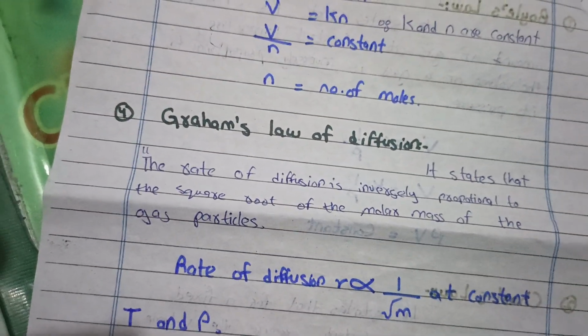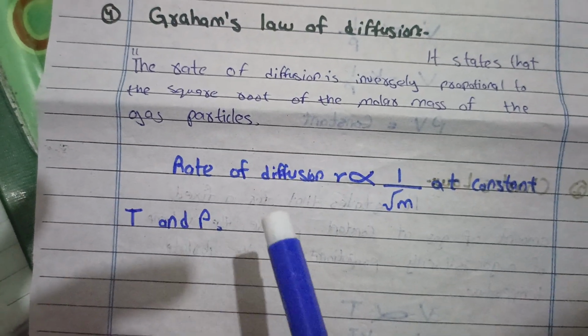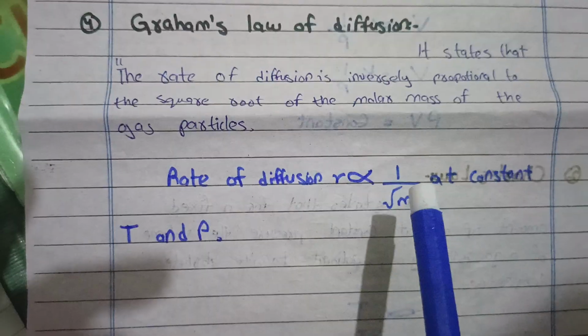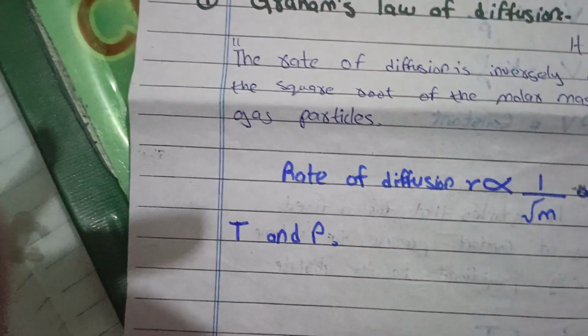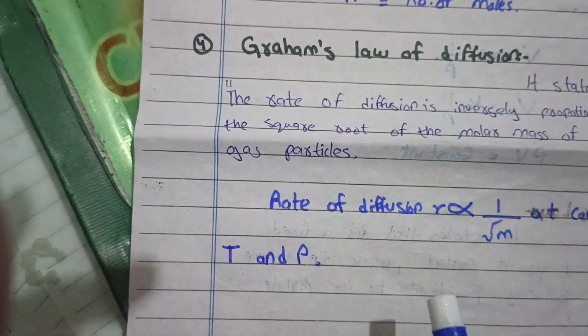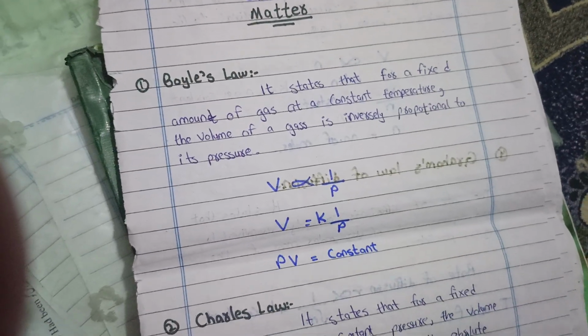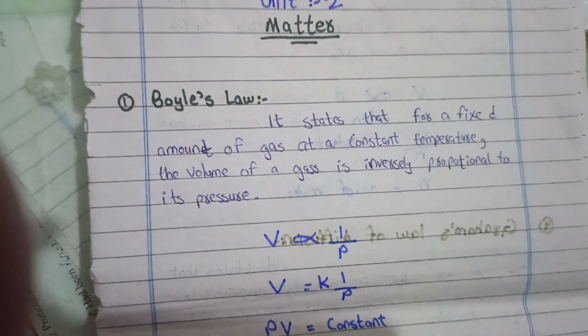Now moves towards its derivation, and this derivation states that the rate of diffusion is inversely proportional to the square root of the molar mass. Now for your easiness, I give you an example of Graham's law of diffusion. Hydrogen diffuses faster than oxygen because hydrogen has a much smaller molar mass.